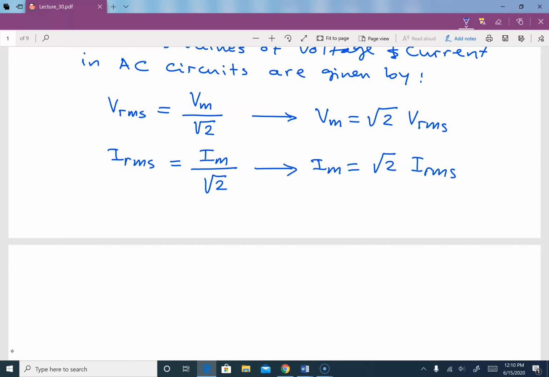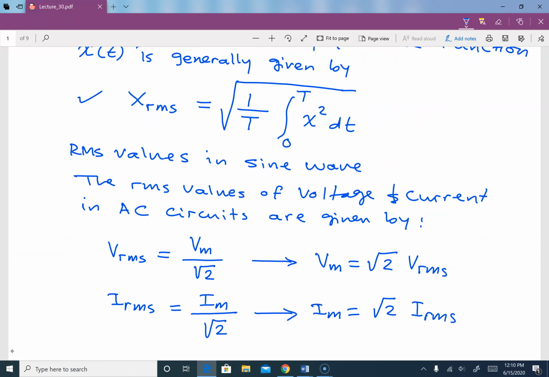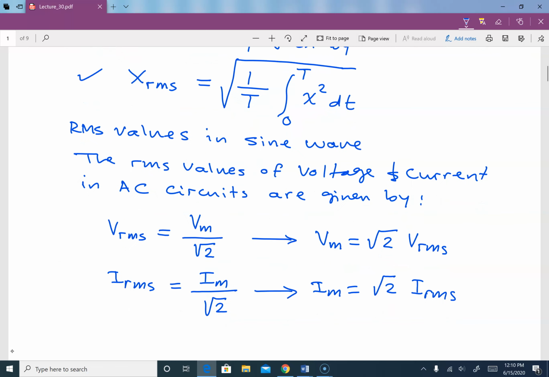That is the same thing. So from where we get this, let's say Vm over radical of 2: if we apply this equation, which is the X RMS, to a given sinusoidal waveform, we will end up with the maximum value, which is, for example, Vm divided by radical of 2.